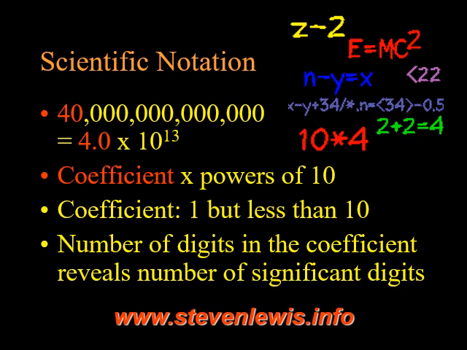The coefficient also tells us how many digits are significant. The fact there are 2 digits in the coefficient tells us that only those 2 digits are significant. In other words, only one of the zeros in 40 trillion is considered significant. All the remaining zeros are placeholders. Scientific notation gives us a shorthand way of writing very large and very small numbers to eliminate the ambiguity of whether any zeros are significant.